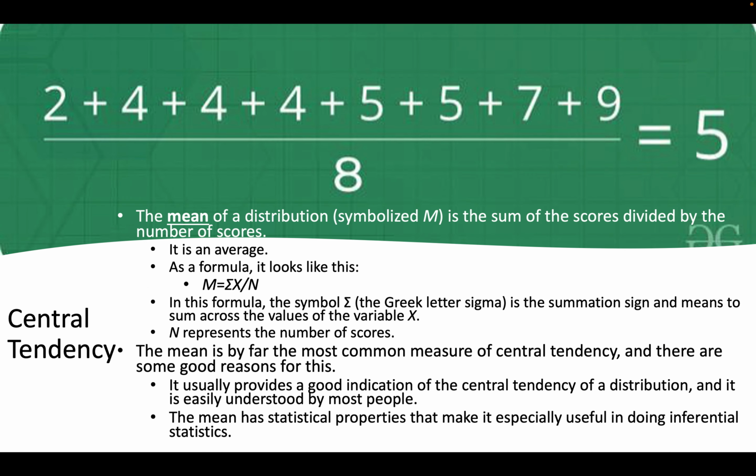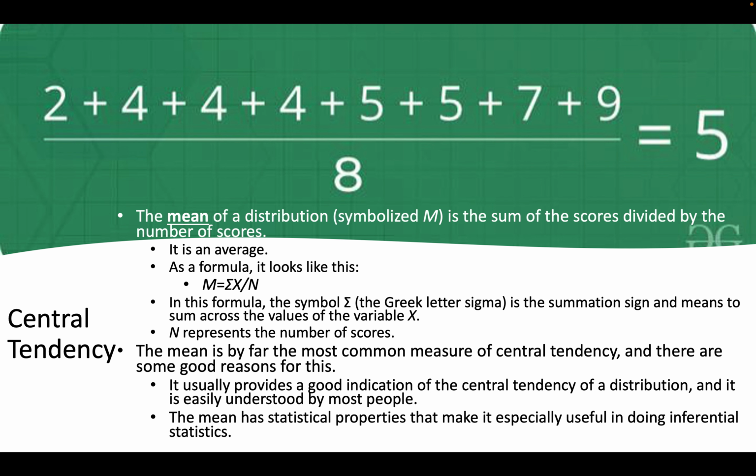The mean of a distribution, symbolized M, is the sum of scores divided by the number of scores. It is an average. As a formula, it looks like this. In this formula, the symbol sigma, the Greek letter sigma, is a summation sign and means to sum across the values of the variable x. N represents the number of scores. The N will always represent the number of scores.